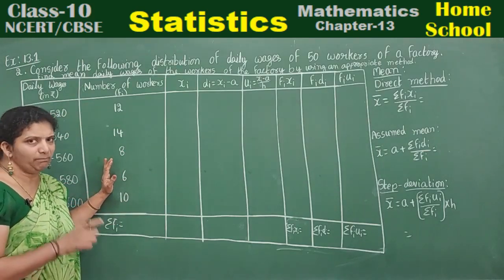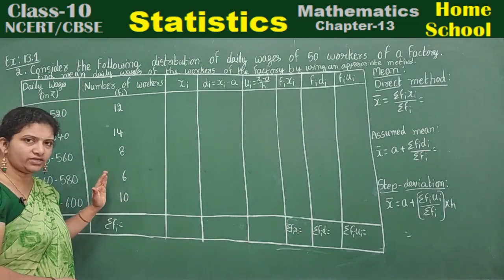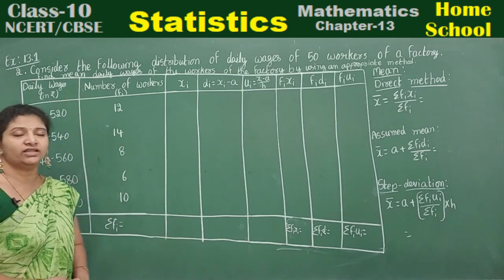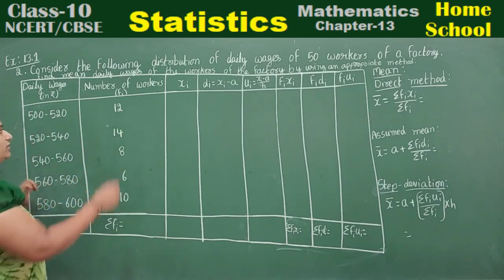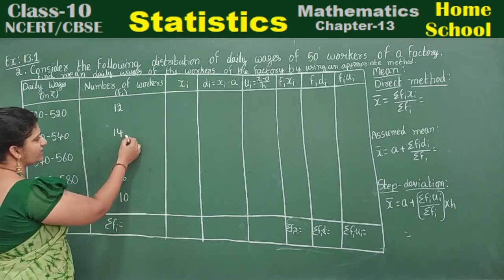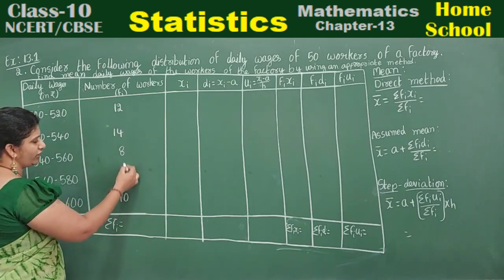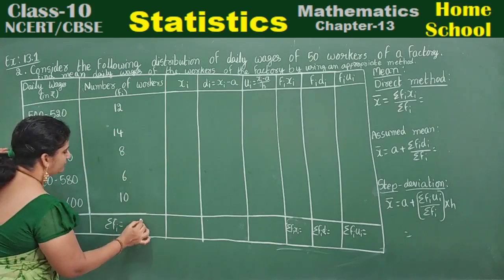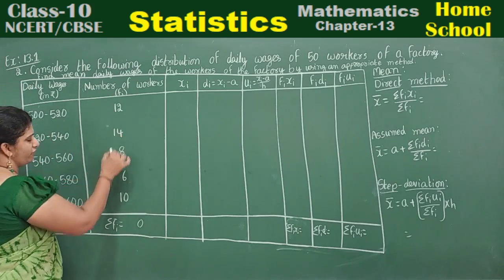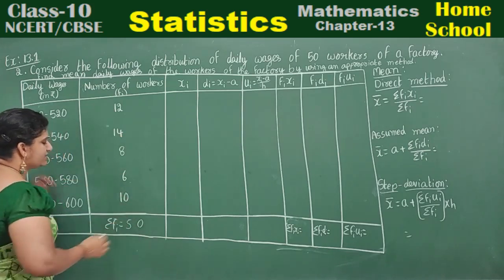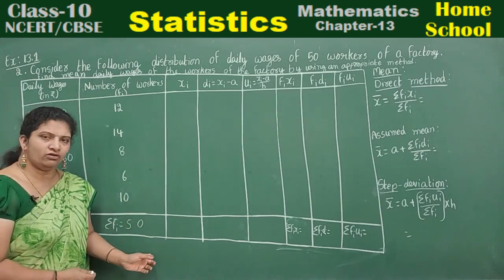Frequency means people. What is the total number of workers in this factory? It is already given in the question, that is 50 workers. But we will add and check it out. Let's add here. 12 plus 14, 26, 26 plus 8, 34, 34 plus 6, 40, 40 plus 10, 50. Summation Fi is equal to 50.